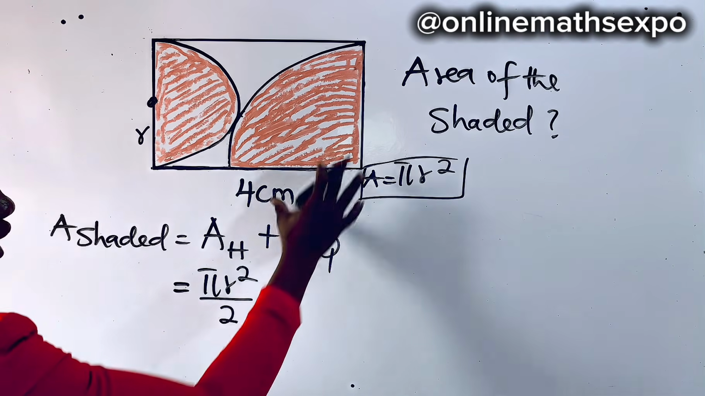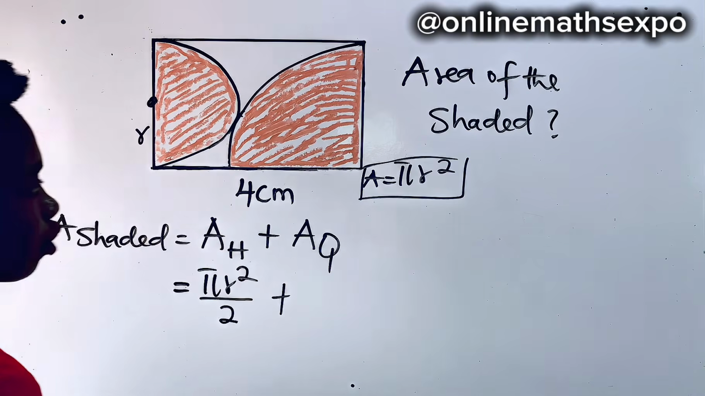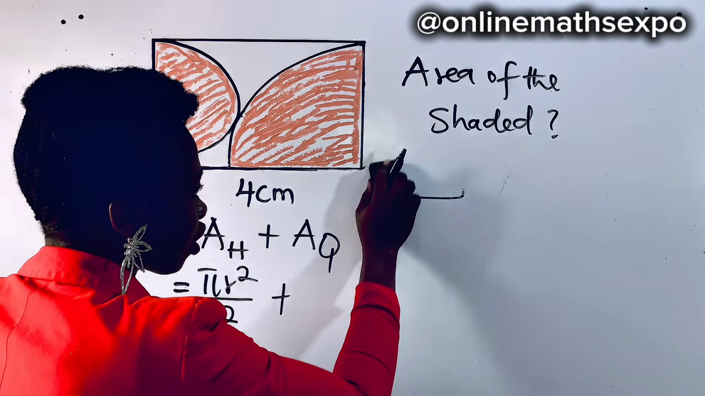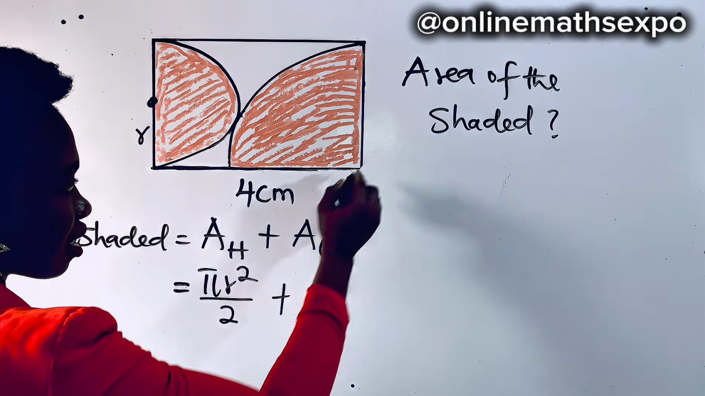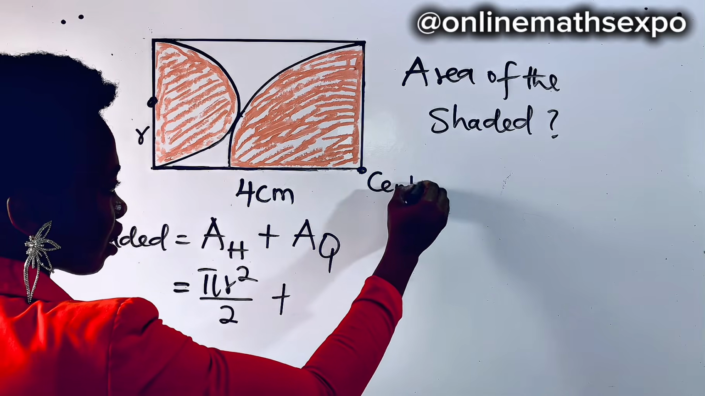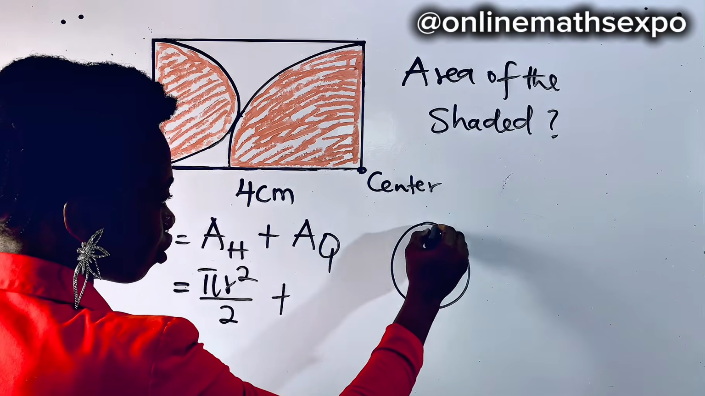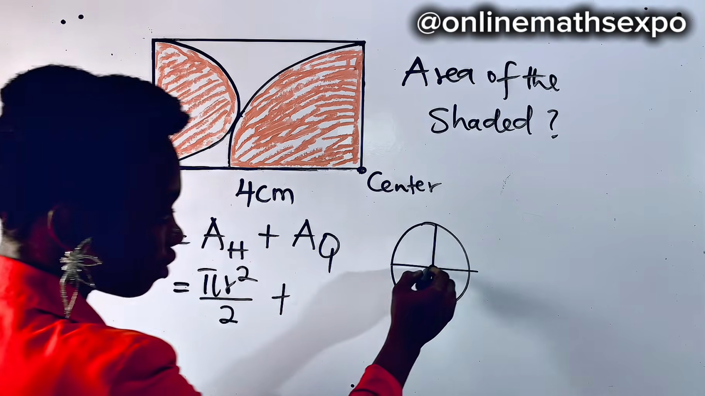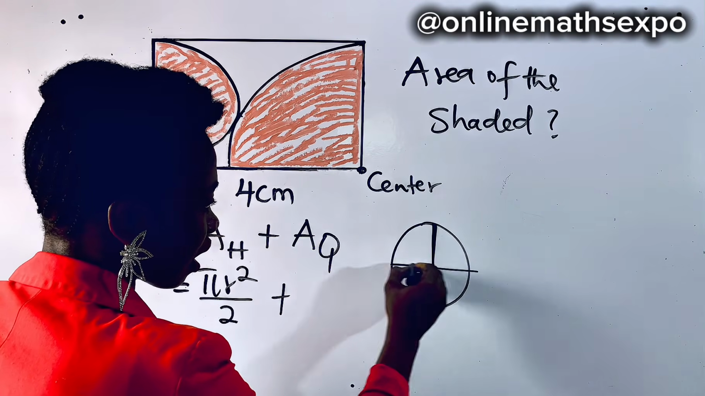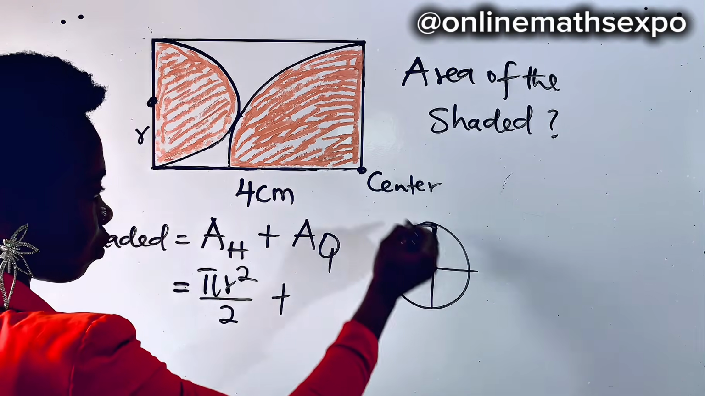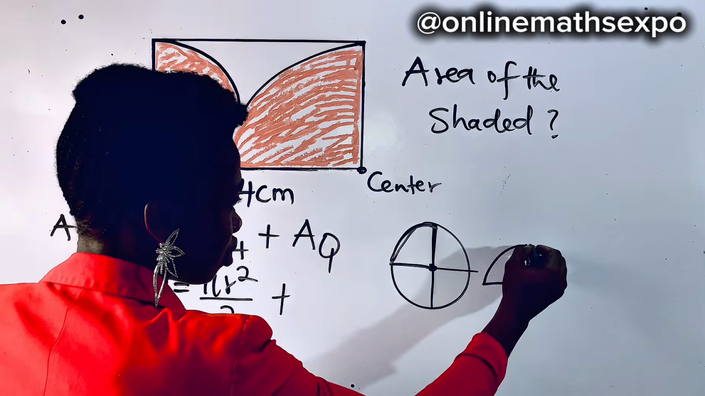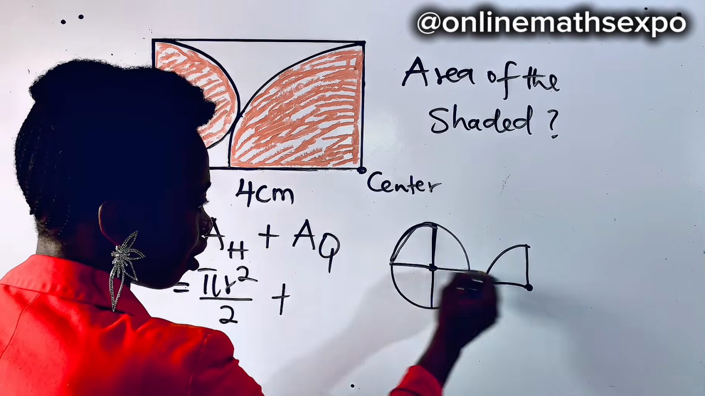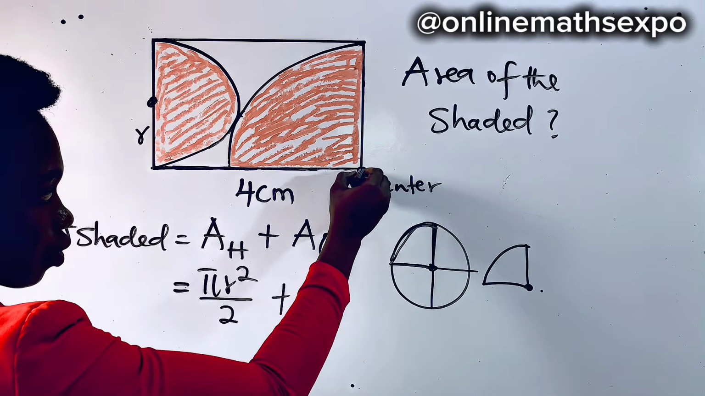Then for the quarter circle, remember also that this place becomes the center. This is the center of the quarter circle. You know, this is your circle. When you divide it equally, this becomes the center. And if this is the center, this is the part we have in the question. This part, just watch. Did you see? So this is the center of this circle, and that is what we had here.